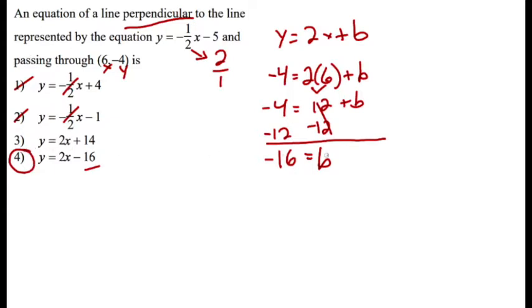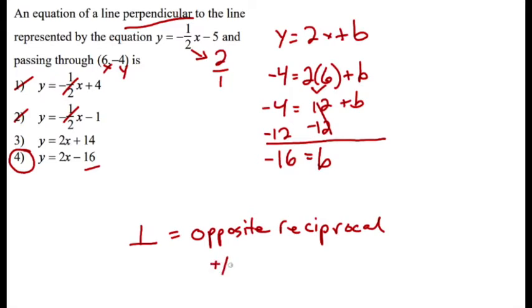The only difference between this problem and the parallel problem is that you have to change the slope. And when you have perpendicular slopes, it means that you need to do the opposite reciprocal. Opposite means change the sign, so that's positive to negative, and reciprocal essentially just means that you flip the fraction.